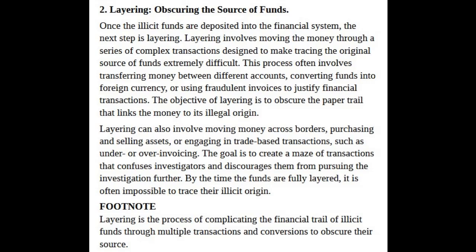The objective of layering is to obscure the paper trail that links the money to its illegal origin. Layering can also involve moving money across borders, purchasing and selling assets, or engaging in trade-based transactions, such as under or over-invoicing. The goal is to create a maze of transactions that confuses investigators and discourages them from pursuing the investigation further. By the time the funds are fully layered, it is often impossible to trace their illicit origin. Footnote: Layering is the process of complicating the financial trail of illicit funds through multiple transactions and conversions to obscure their source.